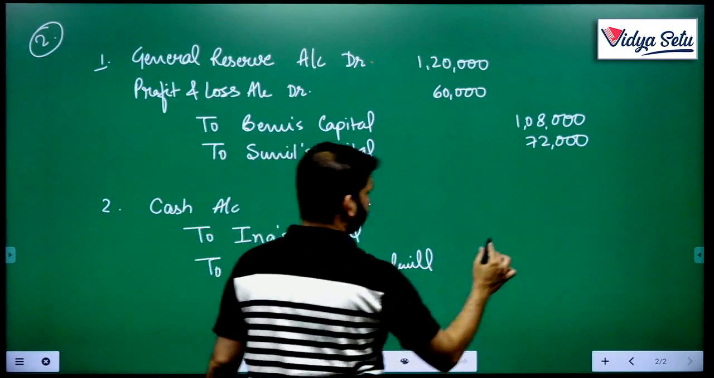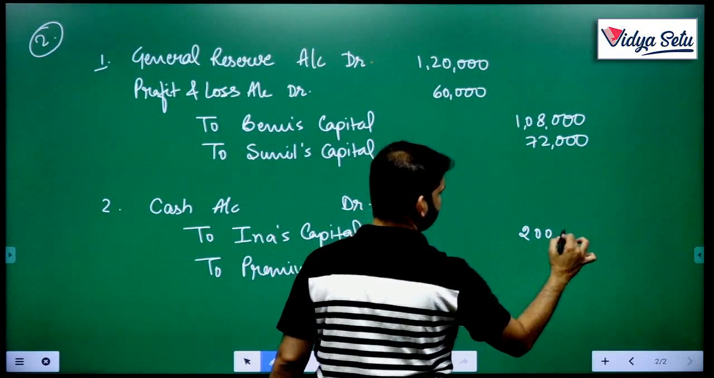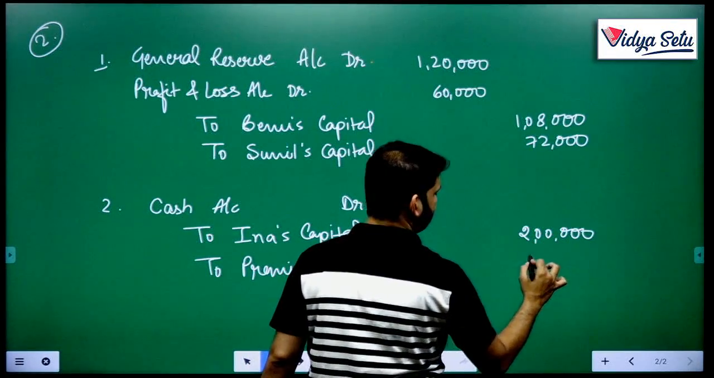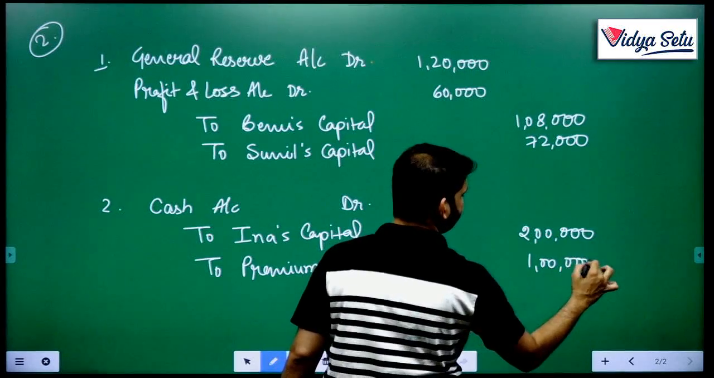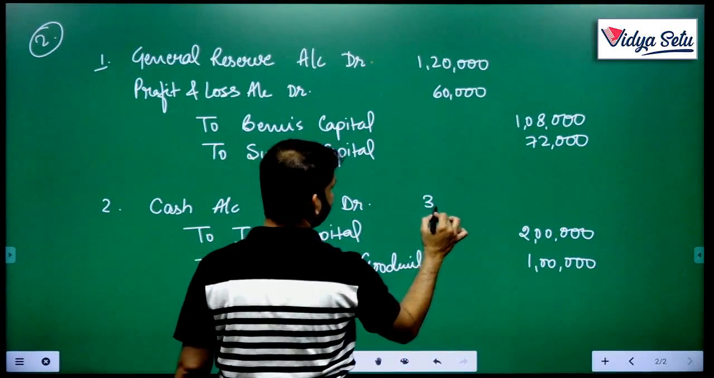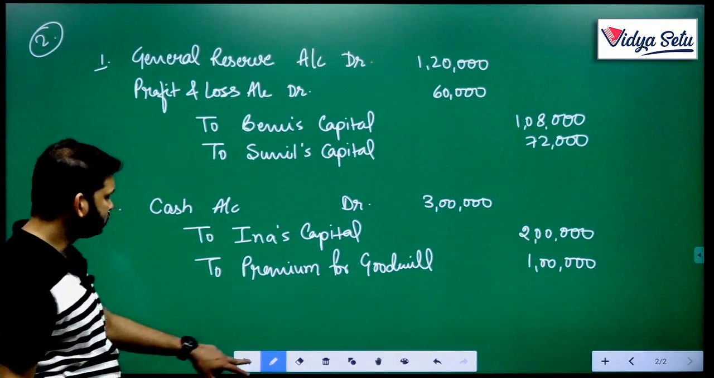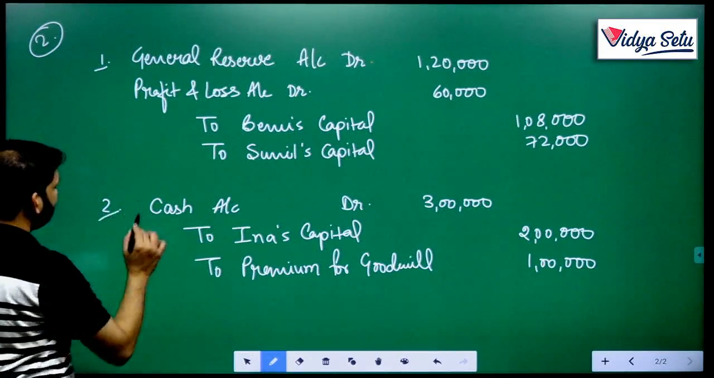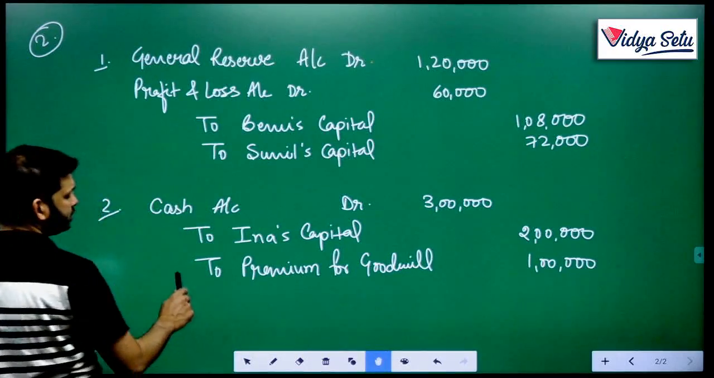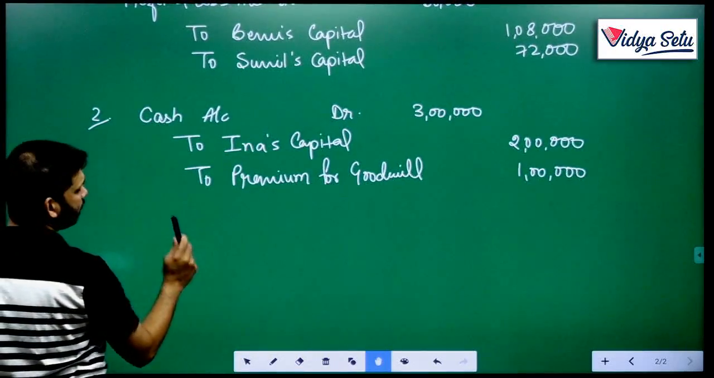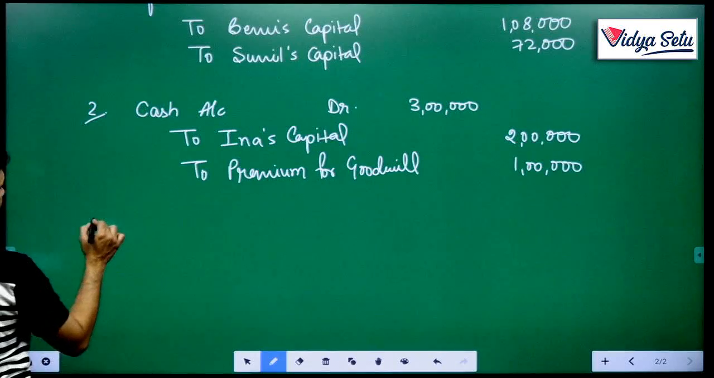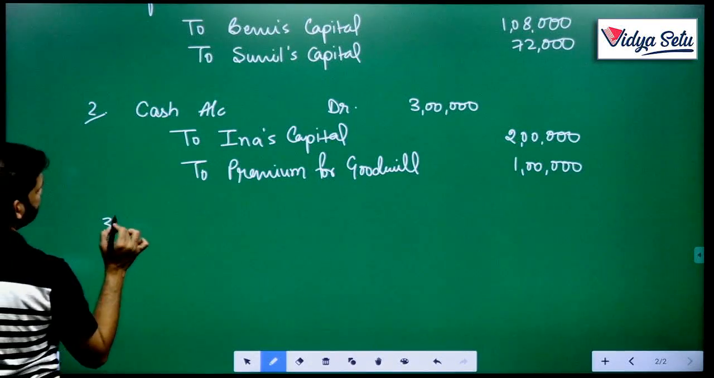Okay, so 2 lakh was the capital and 1 lakh was the premium for goodwill. So totally the cash that is coming in is 3 lakhs, and this premium for goodwill will be distributed amongst the sacrificing partner. Please remember the word I am using: sacrificing partner. In which ratio? Sacrificing ratio.